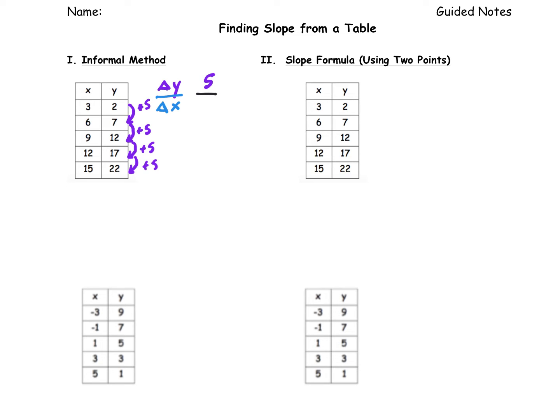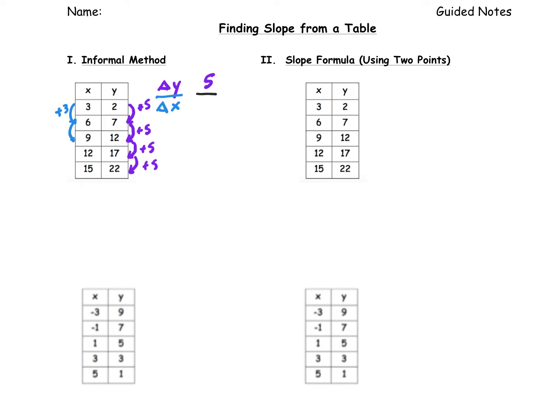Now we're going to go to the x column. I'm going to start at 3. Again, I'm looking to see what the difference is between 6 and 3. And I notice if I'm starting at 3 and I go to 6, that's a change of 3. Or in other words, I'm moving up 3.